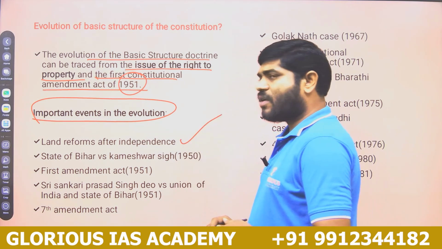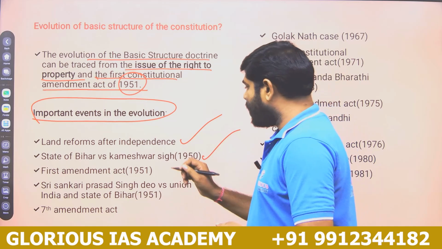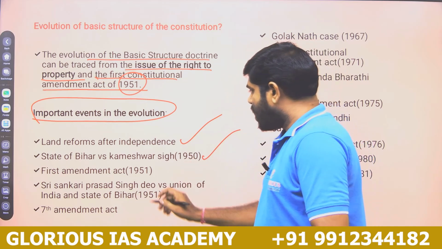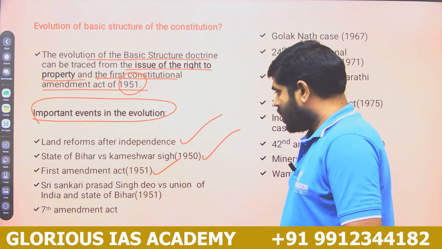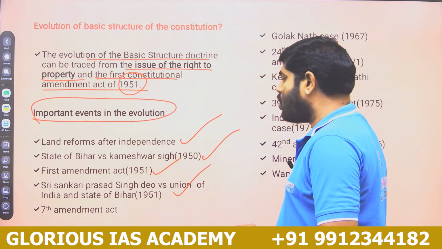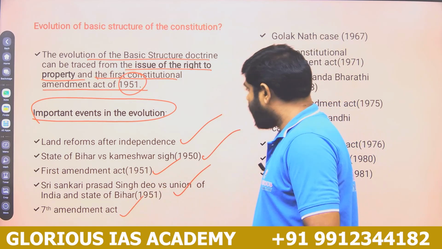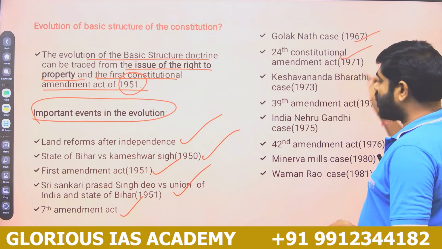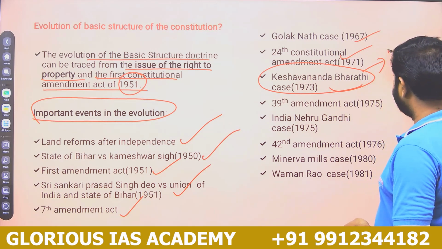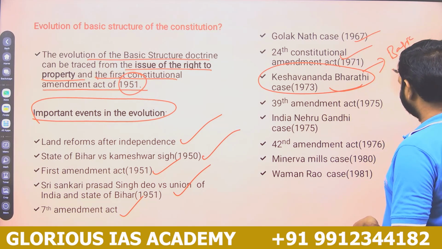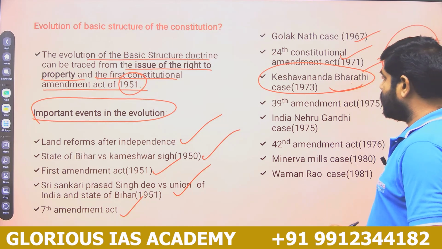First one, the land reforms after the independence. Next one, the State of Bihar and Kameshwar Singh case of 1950, and the First Amendment brought in 1951 to implement the land reforms. Next one, the Shankari Prasad Singh Deo versus Union of India and State of Bihar case. Like that, the 7th Amendment, Golaknath case, 24th Constitutional Amendment Act, and the Kesavananda Bharati case. It is where the basic structure of the Constitution, what we are talking about in this class, evolved.